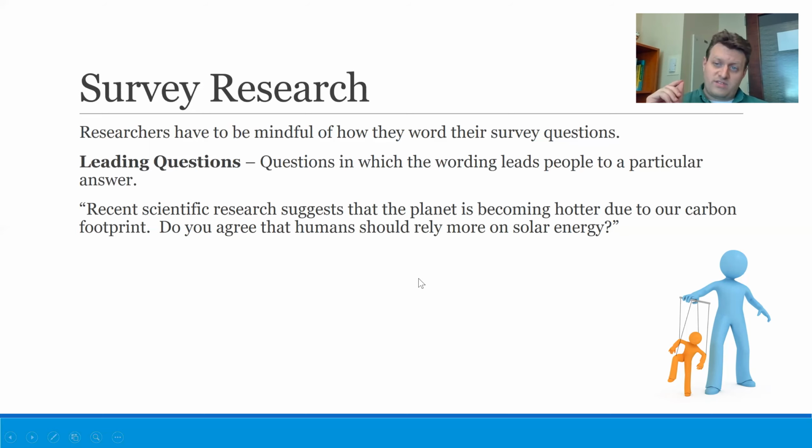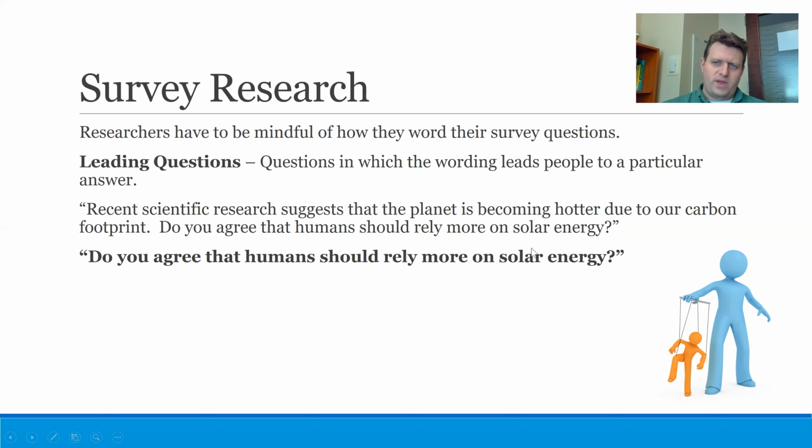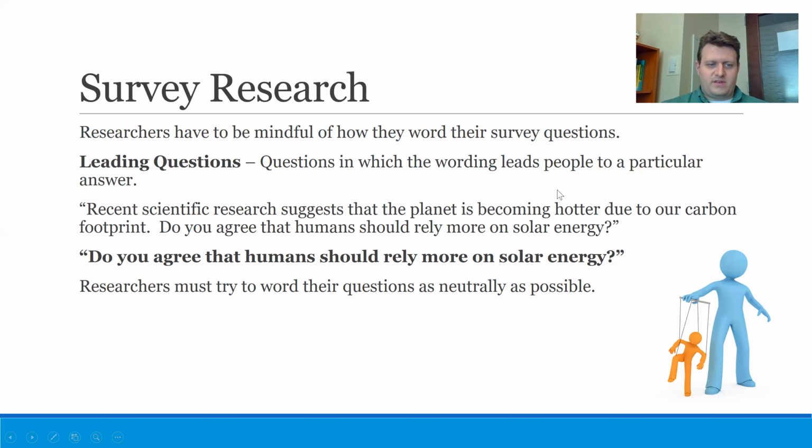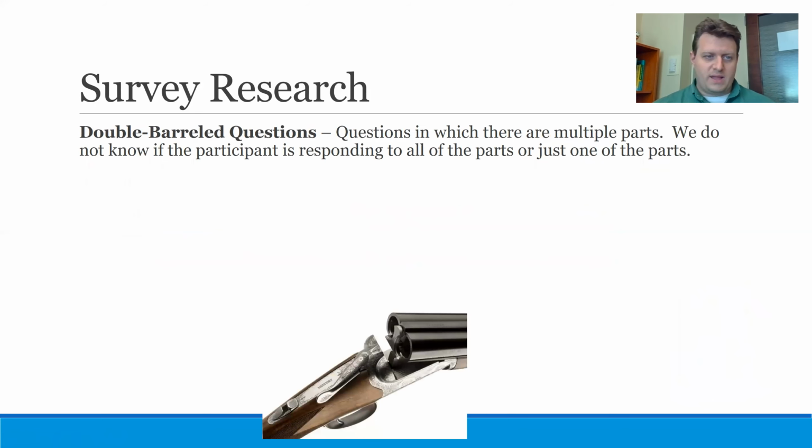And again, with psychology, with any science, we want to get the truth. We don't want just to get the answer that we have already determined should be the correct answer, right? So a better way of asking this question is just get rid of that first part. Do you agree that humans should rely more on solar energy? All right, and that way we get rid of that leading aspect of this question. So researchers must try to word their questions as neutrally as possible without letting the subject know what our opinions are, what we are expecting from them, leading them to give a certain response.